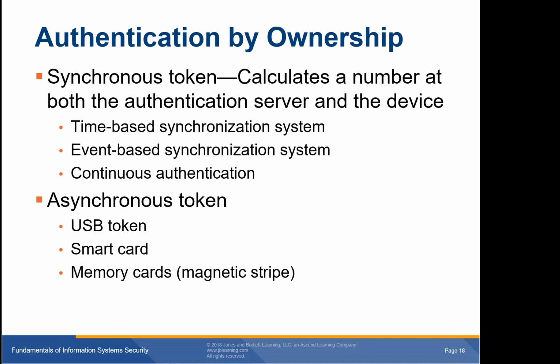Then you have asynchronous tokens. The asynchronous token is the second of two types of token-based devices. It looks like a credit card-sized calculator. The authentication server issues a challenge number that the user enters. The token computes the response to the value provided by the authentication server. The user then replies to the server with the value displayed on the token. Many of these systems also protect the token from misuse by requiring the user to enter a PIN along with the initial challenge value.